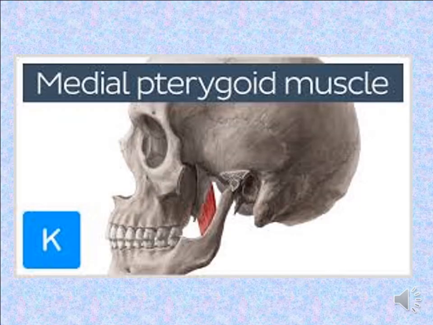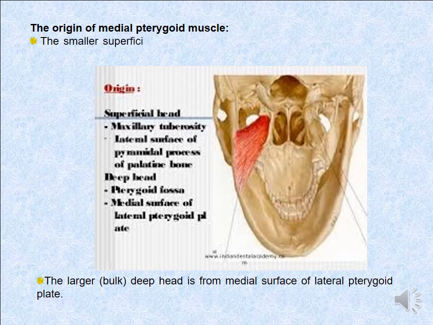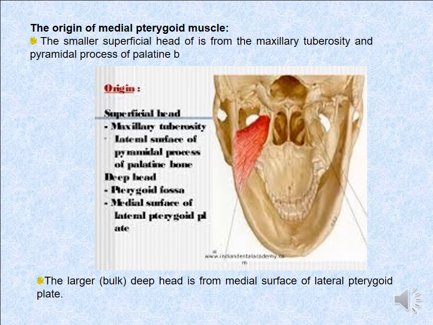The last muscle is the medial pterygoid muscle. The origin of the medial pterygoid muscle again has two origins. The smaller superficial head is from the maxillary tuberosity and pyramidal process of the palatine bone, and the larger bulky deep head is from the medial surface of the lateral pterygoid plate. So its origin from the superficial head is the maxillary tuberosity and lateral surface of the pyramidal process of the palatine bone, and the deep head from the pterygoid fossa and medial surface of the lateral pterygoid plate.